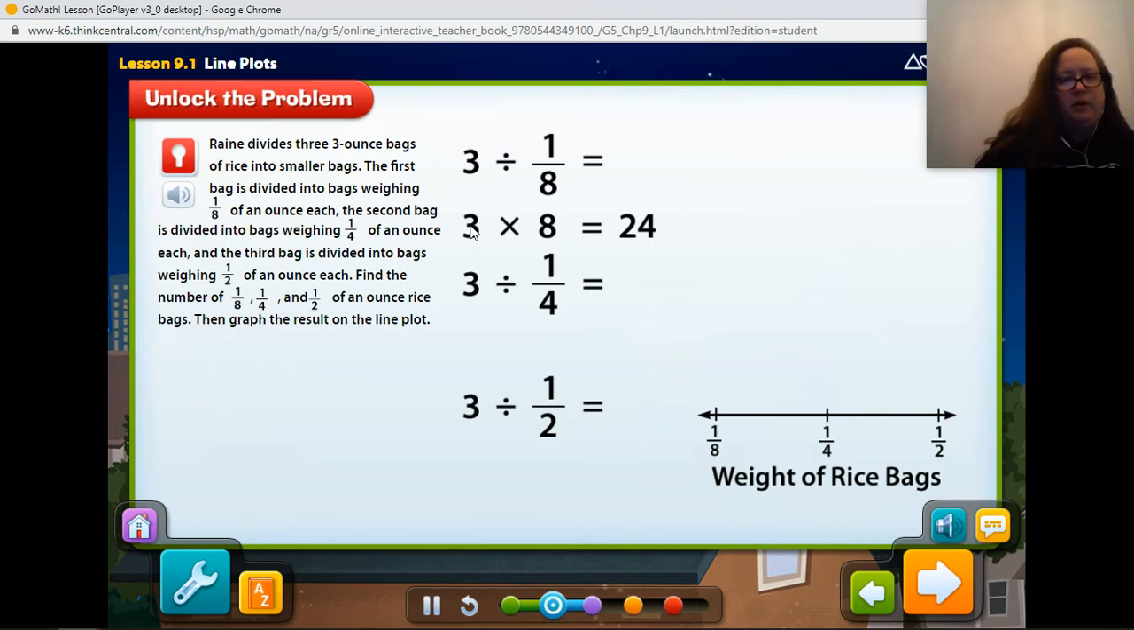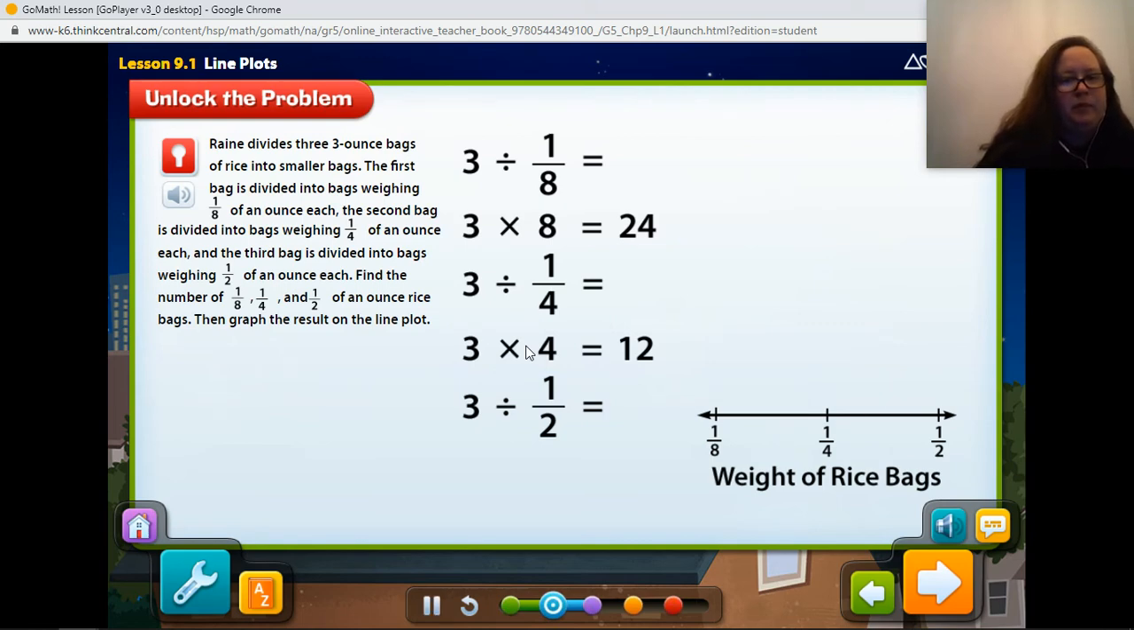3 divided by 1/4 can be rewritten as, again, first same, sign change, second flip. So the 3 stays the same. Division becomes multiplication, and we flip the 1/4, so it becomes 4 over 1, or just 4. So we get 3 times 4. 3 times 4 equals 12.